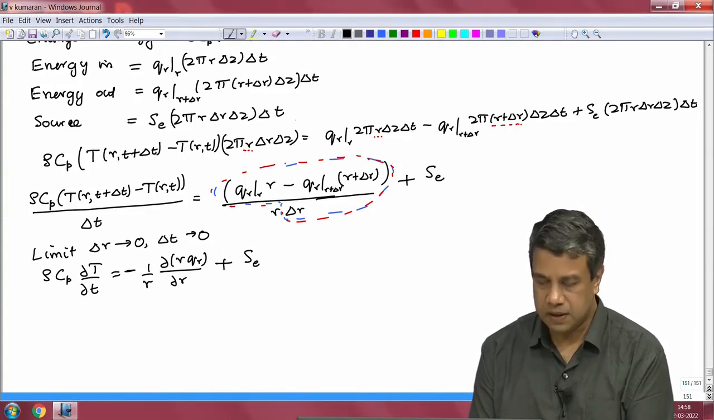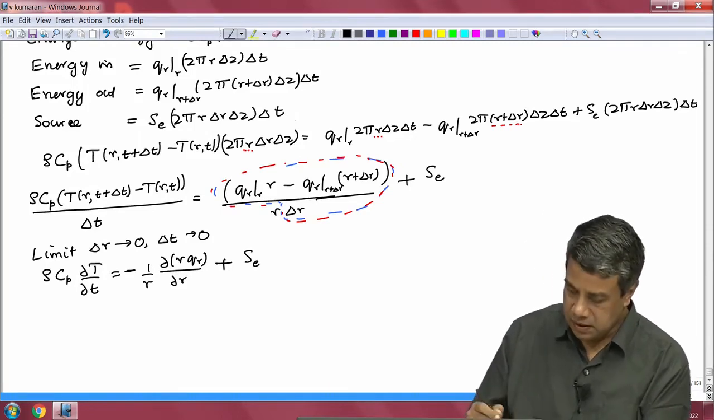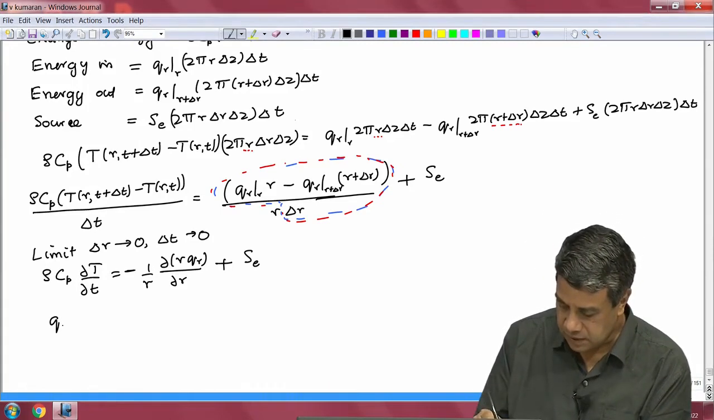And in order to find out an equation for the temperature field, I will have to use Fourier's law for heat conduction.